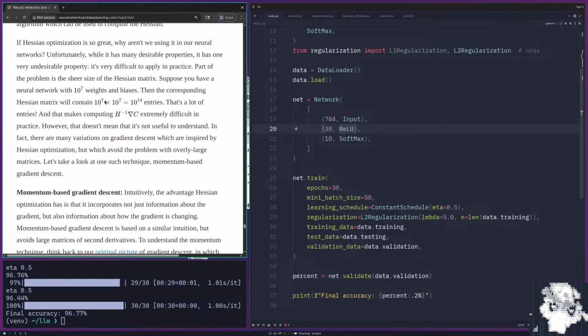Part of the problem is the sheer size of the Hessian matrix. Suppose you have a neural network with 10 to the 7 weights and biases. Then the corresponding Hessian matrix will contain 10 to the 7 times 10 to the 7 equals 10 to the 14 entries. That's a lot of entries, and that makes computing inverse Hessian times grad C extremely difficult in practice.